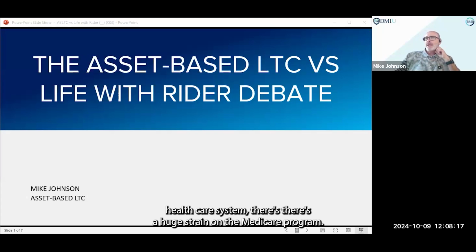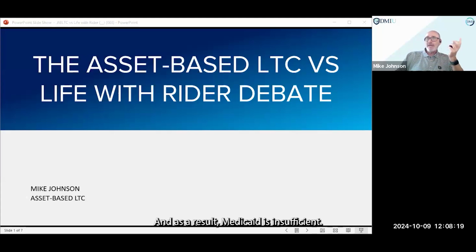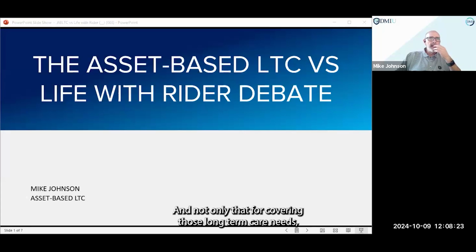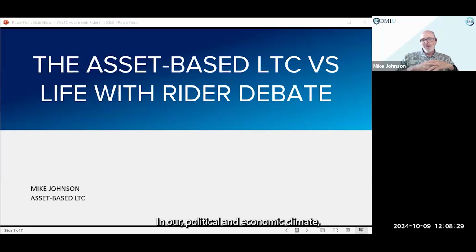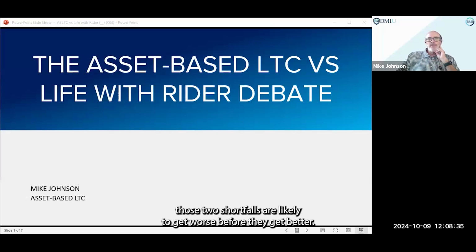huge strain on the Medicare program. And as a result, Medicaid is insufficient, and not only that for covering those long-term care needs, but it's also underfunded by the US government. In our political and economic climate, those two shortfalls are likely to get worse before they get better.